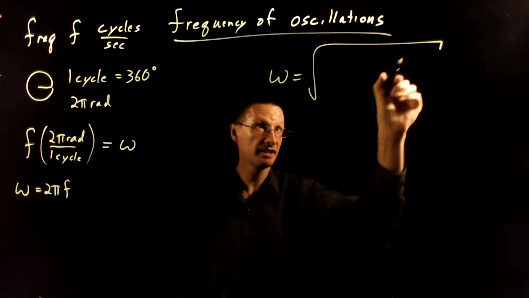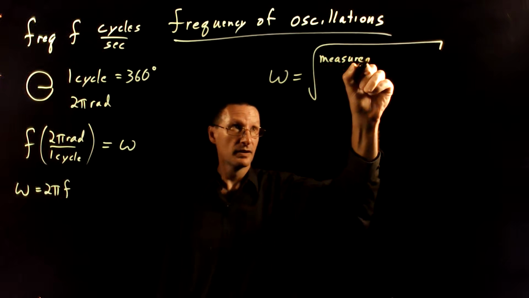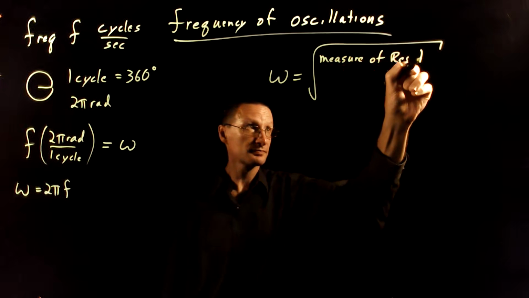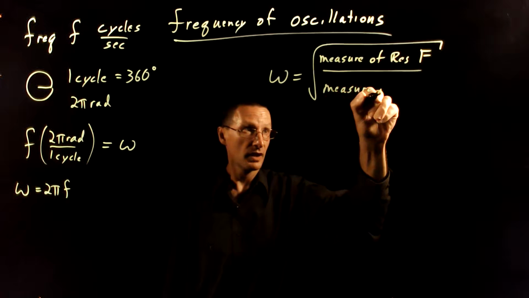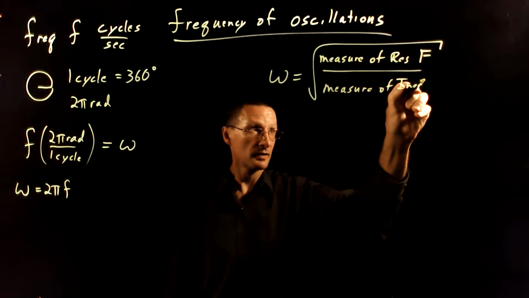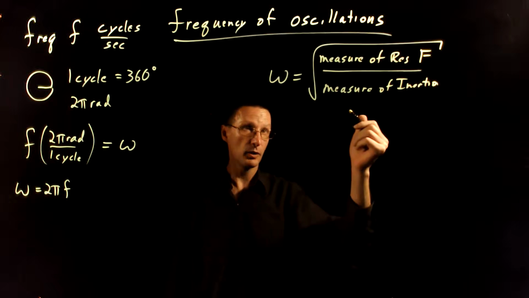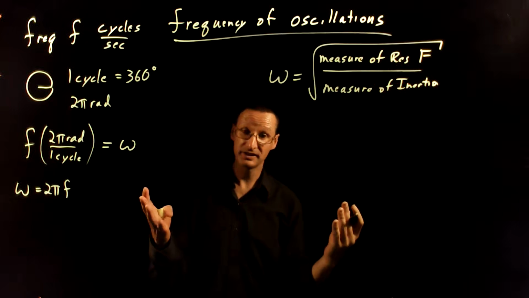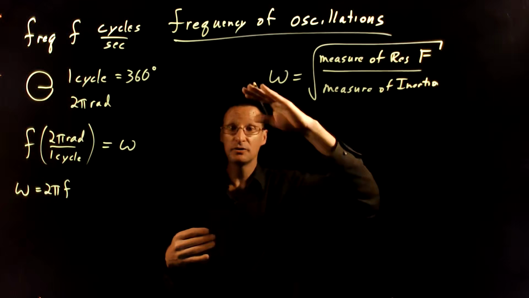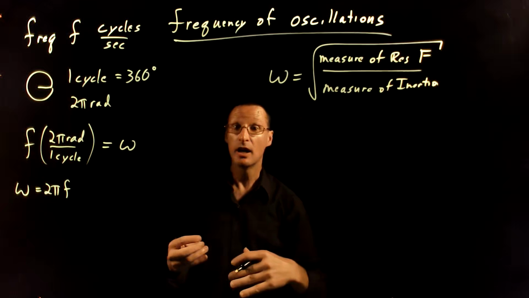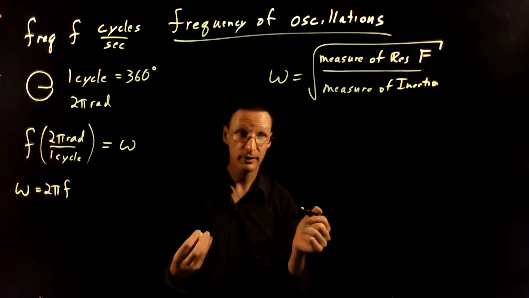In all oscillating systems, what controls the frequency is some measure of the restoring force to some measure of inertia. Okay? And we have this square root in there too. So generally, if we increase the restoring force in a system, that's going to produce a higher acceleration, which is going to allow it to oscillate around its equilibrium position more frequently. And so increasing the restoring force is going to increase the frequency.